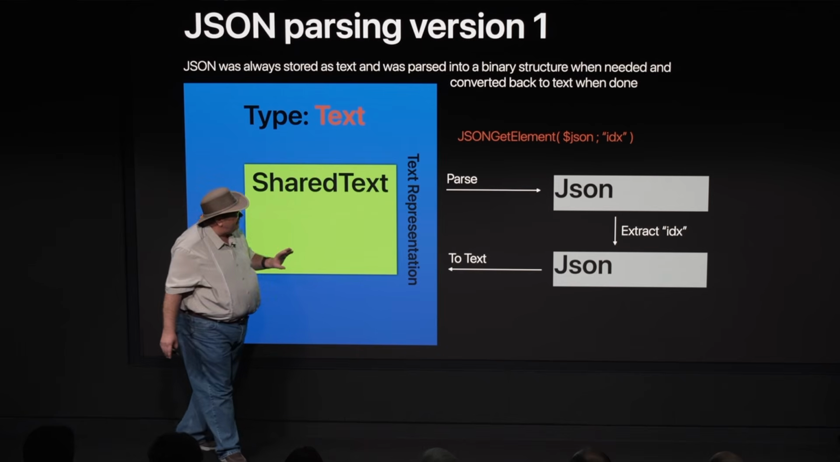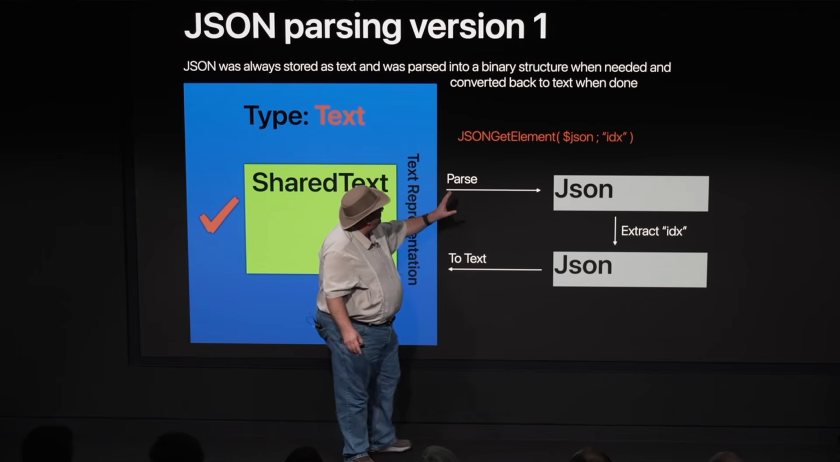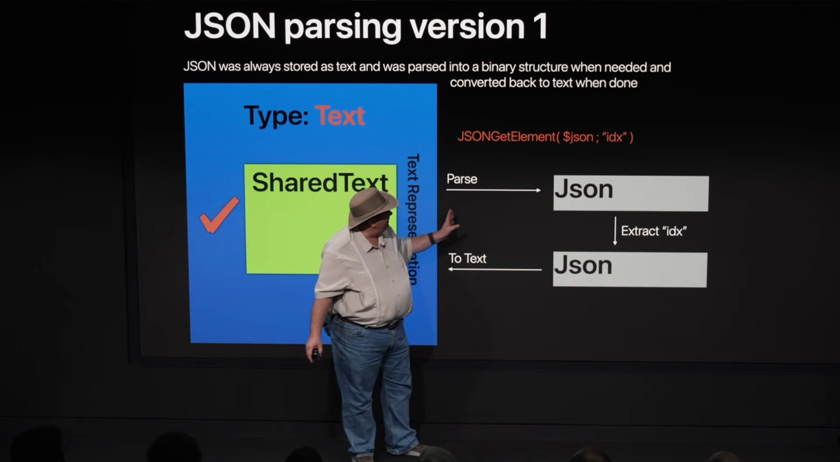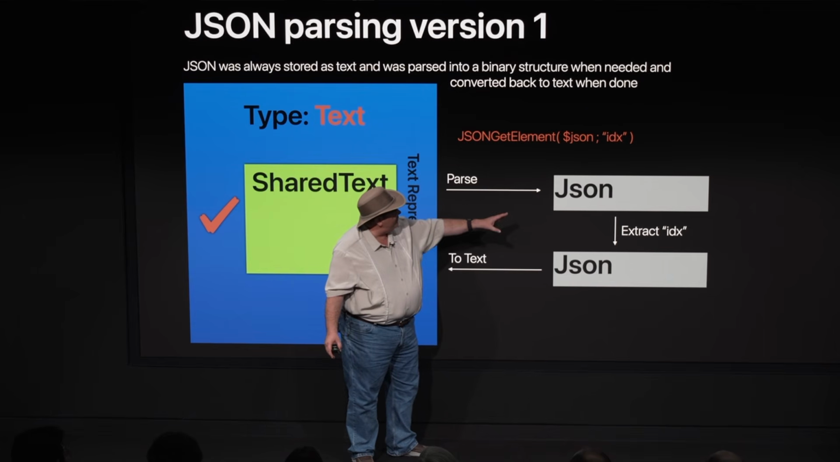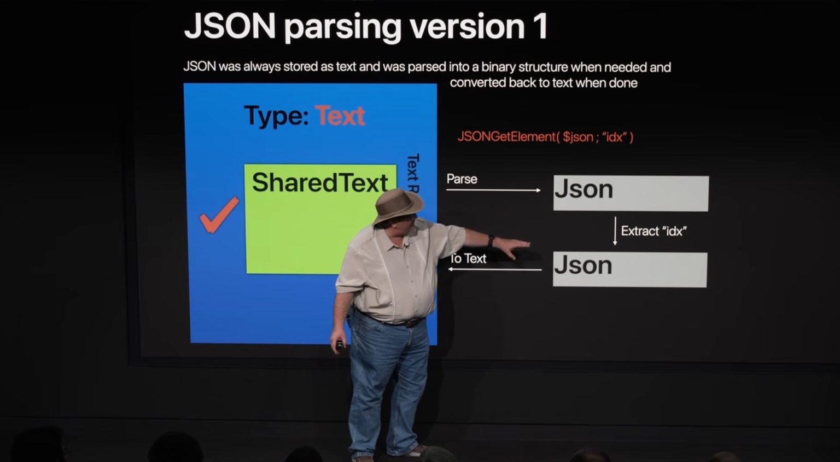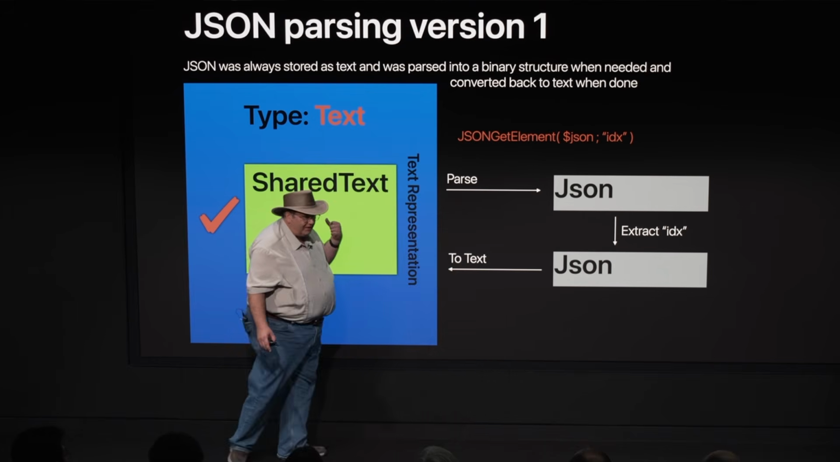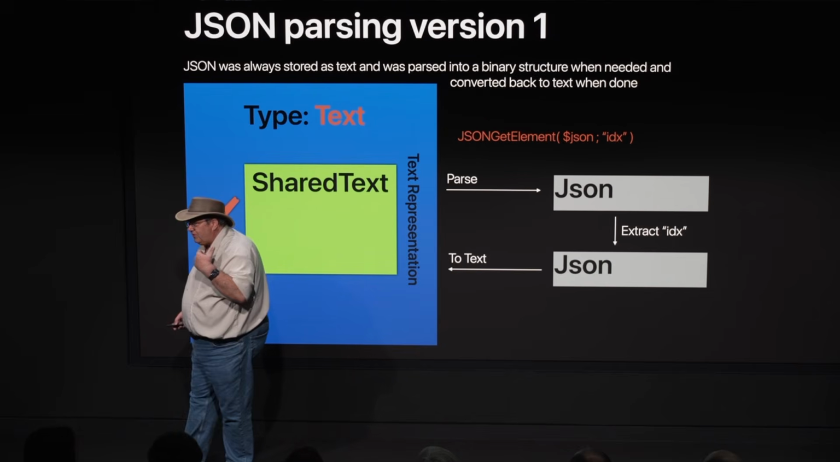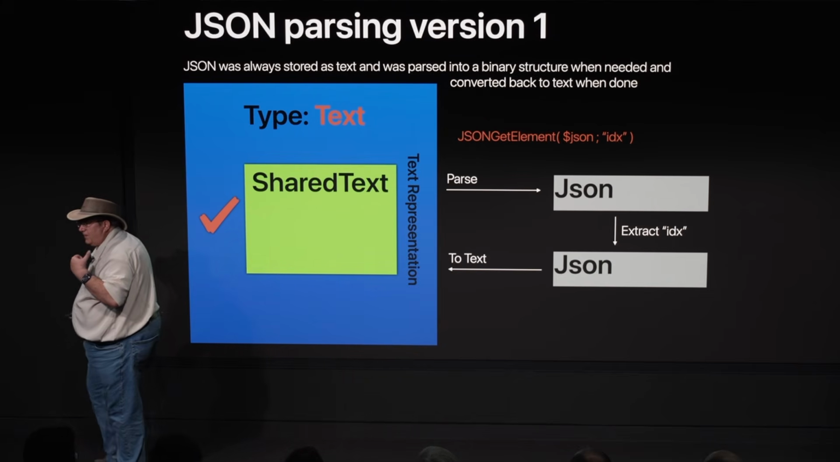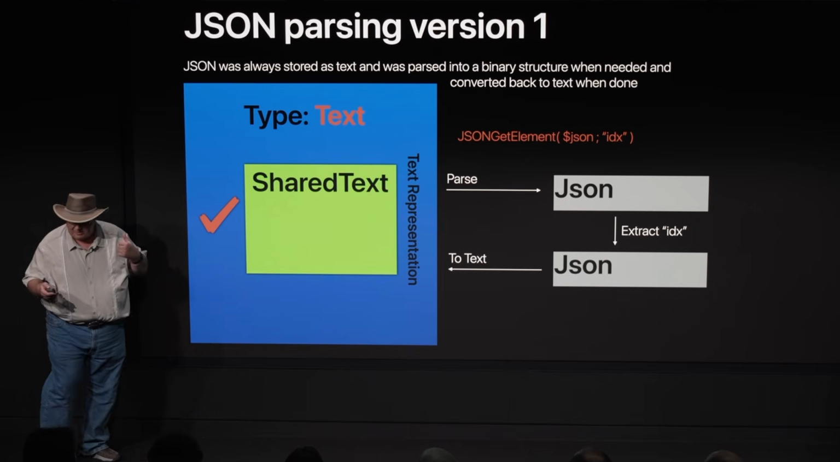So once you have the text in here, previously, if you did a JSON get element, it would parse it into a binary representation of JSON, extract the index node here, then you would have a new binary representation, convert it back to text and put it in there. So when the first versions of the JSON functions came out, things were pretty slow and we got a lot of complaints.